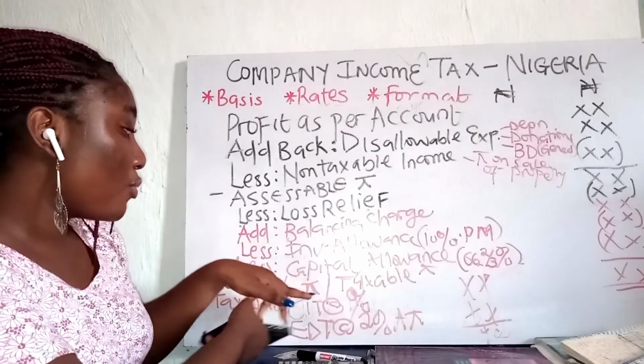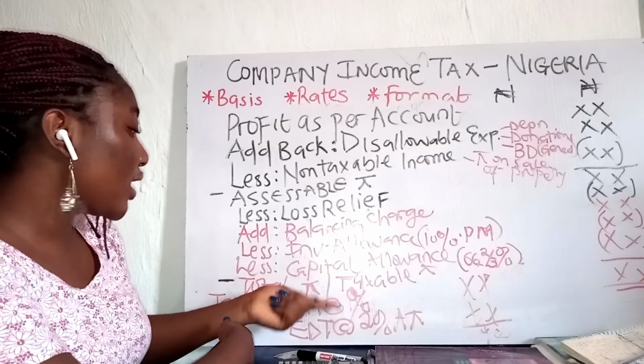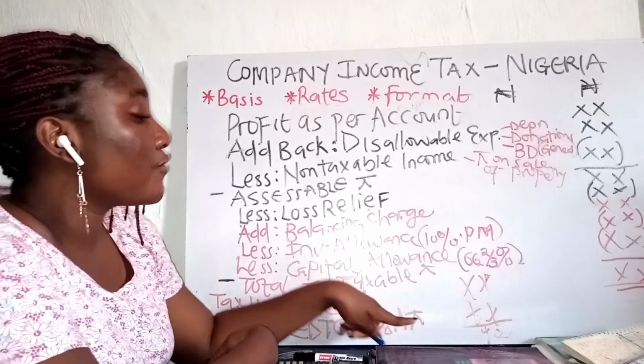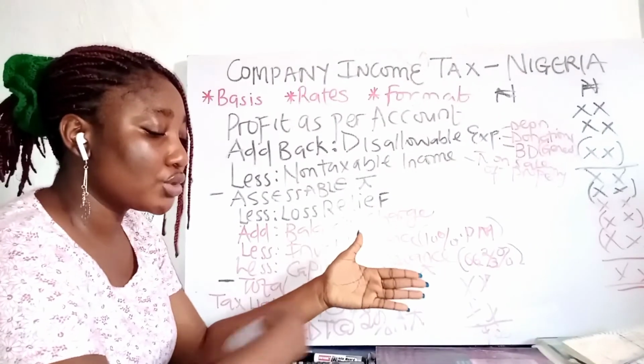So after that, you have your total profit or taxable profit. Then you calculate your CIT at the applicable tax rate and your EDT at 2% of accessible profit, and that's all. Now let's go into questions.